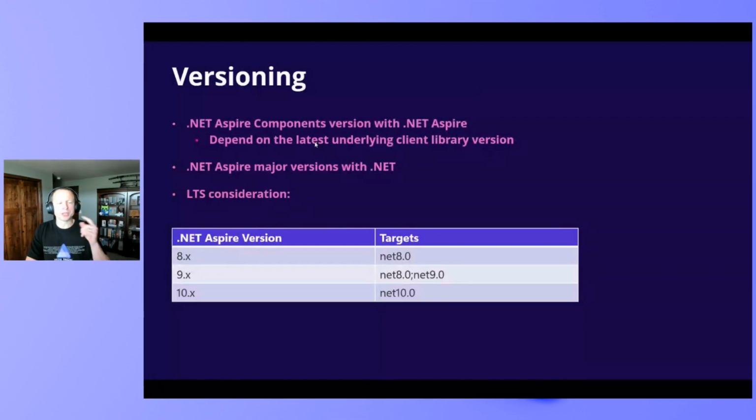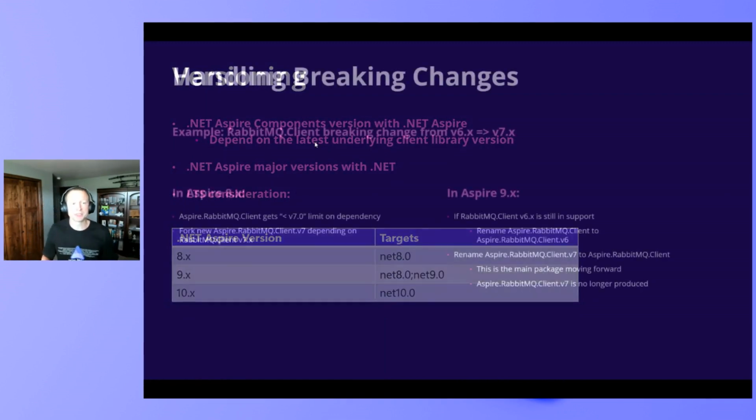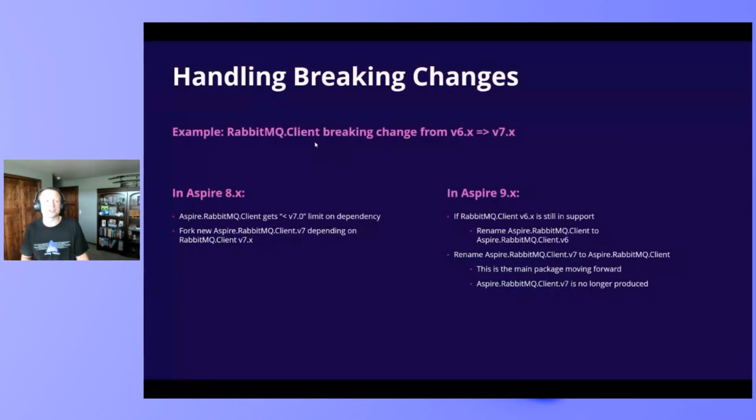So we service regularly, and we want to always be on the latest client library versions. But sometimes those client libraries have breaking changes. And we have one concrete example of one happening right now. The RabbitMQ client library, V6 is what the Aspire component uses. V7's in preview, and it has some breaking changes in it such that the Aspire component can't even load anymore.